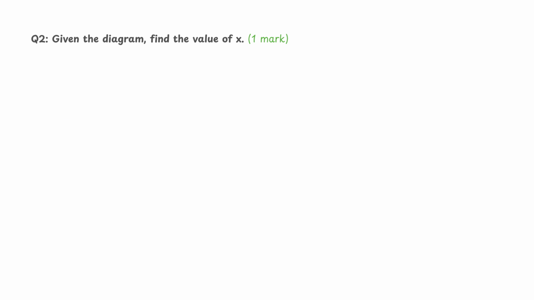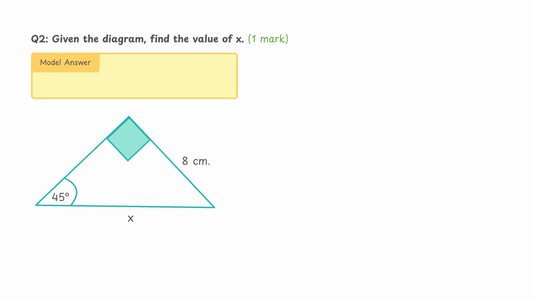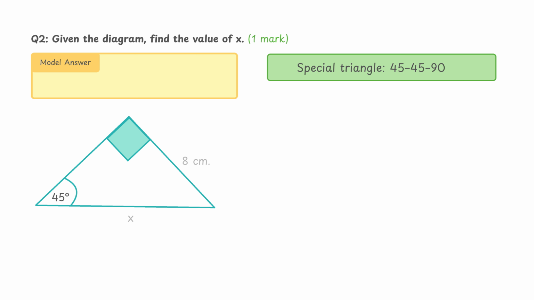Question 2. Given the diagram, find the value of x. Let's go through this step by step and focus on recognizing the triangle first. Look carefully at the angles. We are given a 45-degree angle, and we can see a right angle, which is 90 degrees. Now remember something important. If a triangle has a 45-degree angle and a 90-degree angle, the third angle must also be 45 degrees. So this is a 45, 45, 90 triangle.